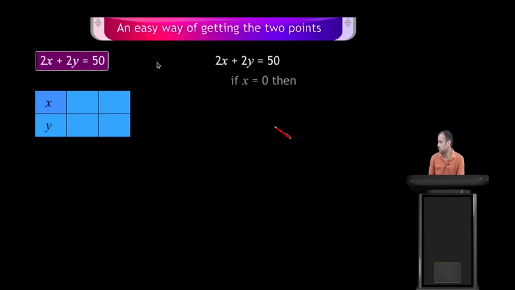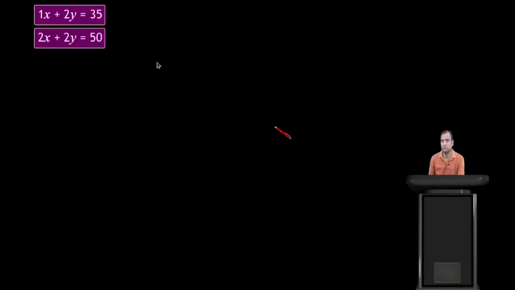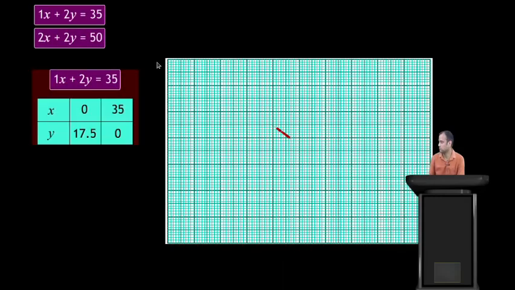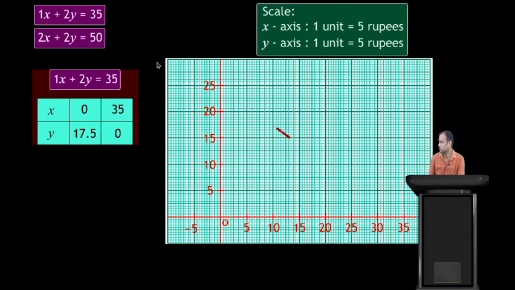Same for this one, x equals 0, then we have y equals 25. And if y equals 0, then x equals 25. Now we have to plot these two points on the graph. So we will draw the same graph with the equation. Scale is 1 unit, 5 rupees.